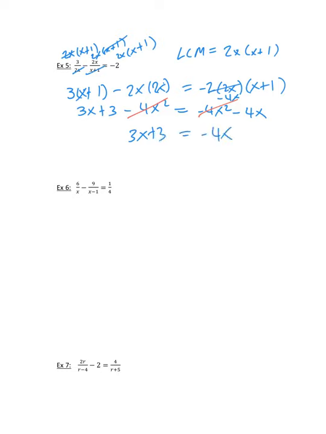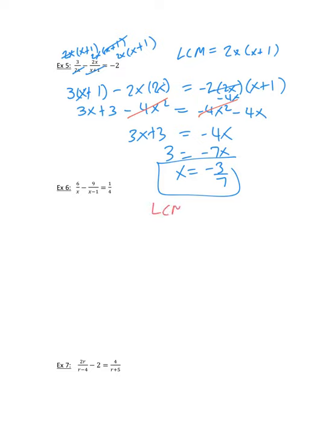So when I solve, I end up with negative 7x equals 3, or x equals negative 3/7. And if I were to plug that into my denominators, none of them would give me 0, so I don't reject it or anything. In the next example, I have denominators of x, x minus 1, and 4.